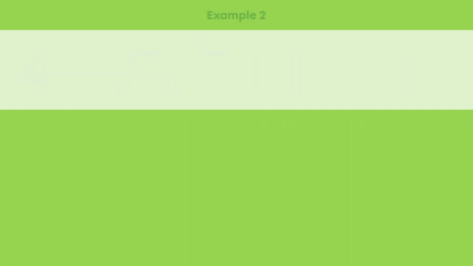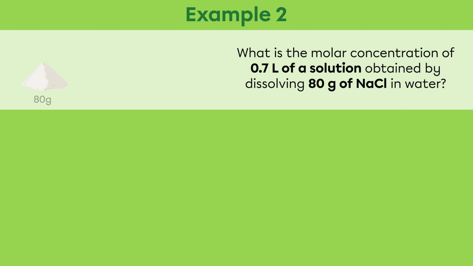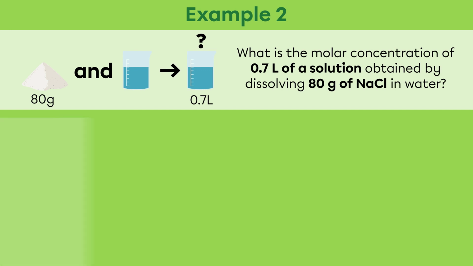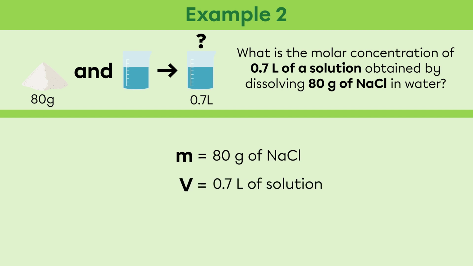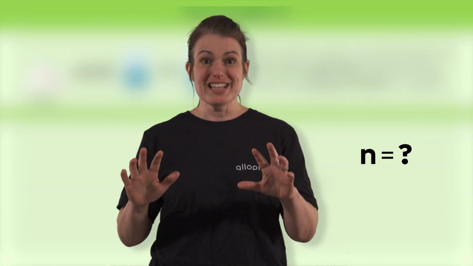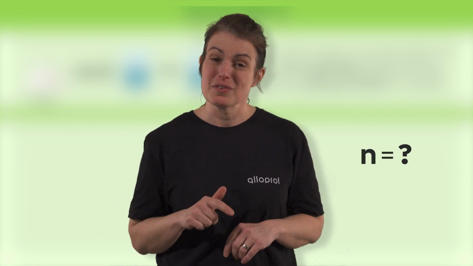Let's solve another example. We're looking for the molar concentration of 0.7 liters of a solution obtained by dissolving 80 grams of NaCl in water. First, let's identify the given values. The 80 grams of NaCl is the mass of the solute, and 0.7 liters is the volume of the solution. We are looking for the molar concentration. The number of moles of NaCl is not given directly in this problem. We can calculate it from its molar mass.